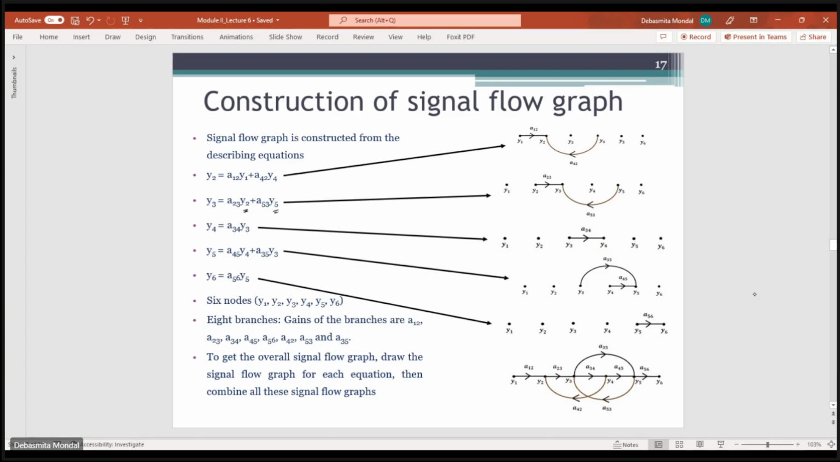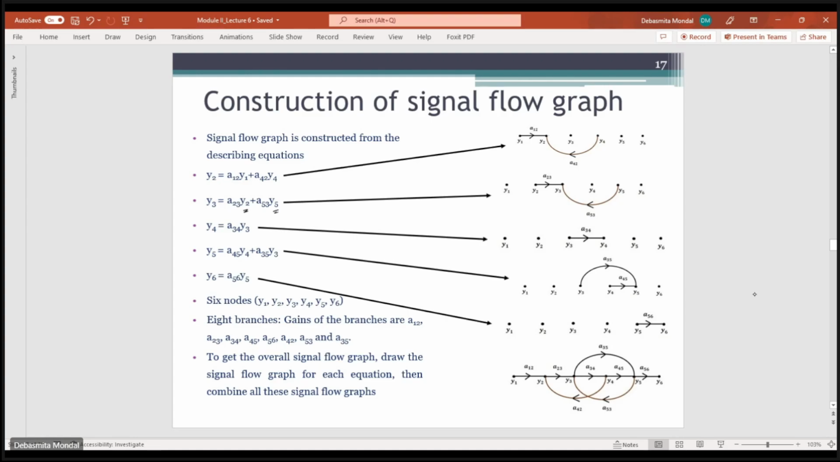Okay, so now similarly for the third equation, you can write that between y3 and y4 the gain is a34, and so on. So you have 1, 2, 3, 4, 5 equations, or rather for 5 equations you have 5 individual signal flow graphs. Now what you need to do is combine all the signal flow graphs together in order to find the overall signal flow graph.